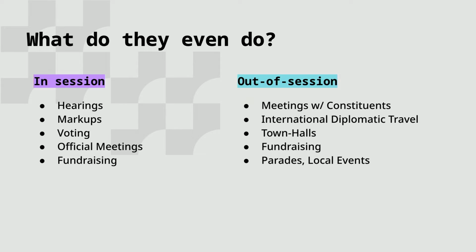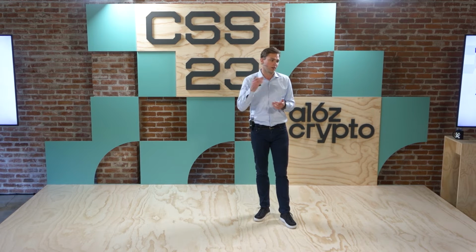When they're out of session, most of the time they're spending back home in their districts or in their states. They're meeting with the constituents. They're doing local ribbon cuttings, which is sort of more of the ceremonial stuff. And then occasionally they're doing town halls and international diplomatic travel, which is called congressional delegations, or CODELs for short. This is a good opportunity for them to go and meet with troops internationally and also international local leaders and things like that.